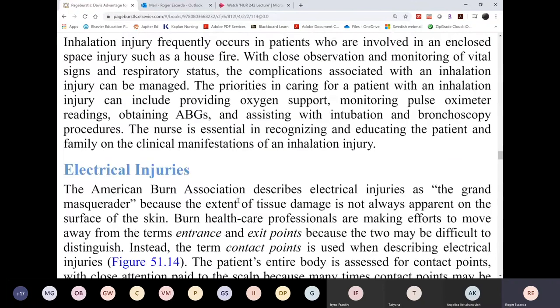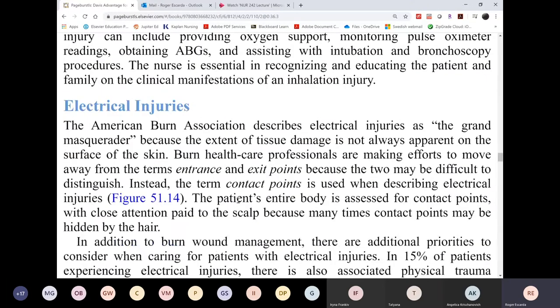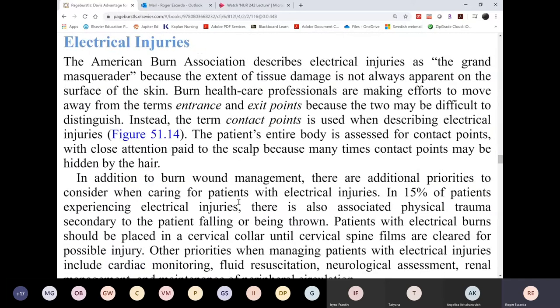Let's proceed with electrical injury management. So the patient obviously will have to be removed from the source of the electricity, right? However you do that, either you turn the power off or push the patient, touching the patient with a non-conducting material to separate the patient from the source of electricity.